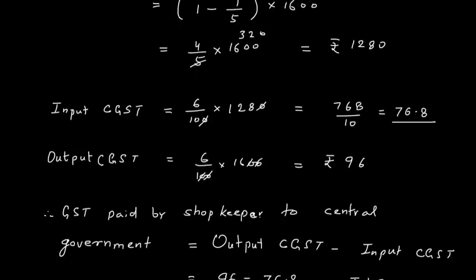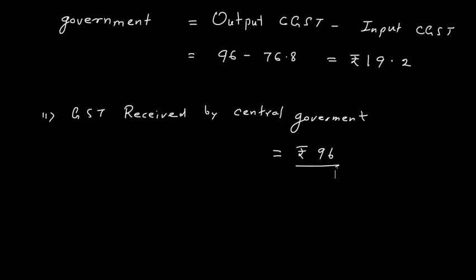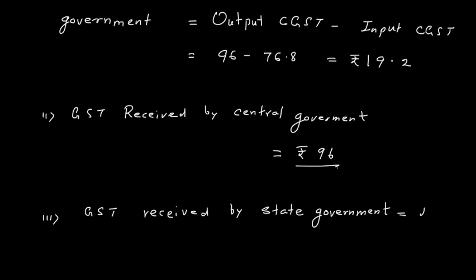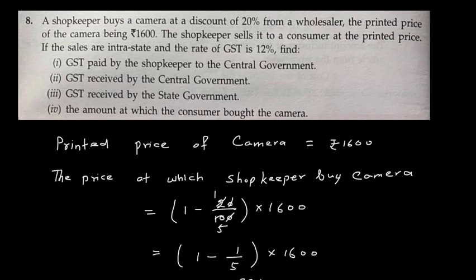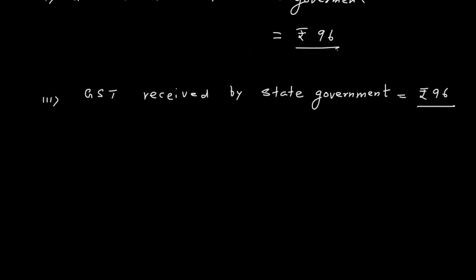GST received by the state government, as it is intra-state, the same amount of GST will also be received by the state government. So GST received by the state government will also be the same, rupees 96. Okay. So GST received by the state government is rupees 96. And the last, fourth one, the amount paid by the consumer.